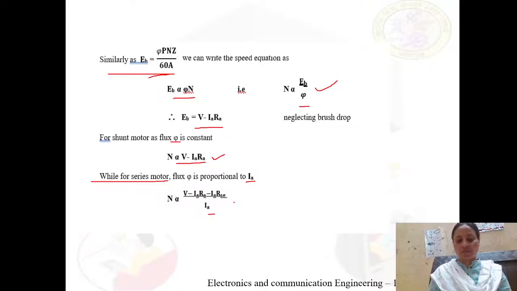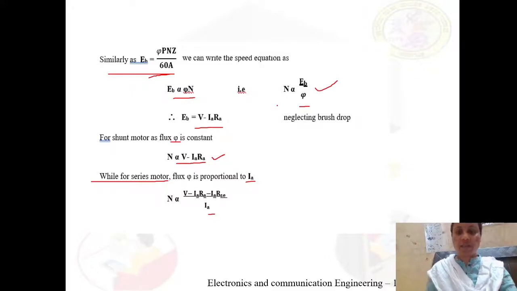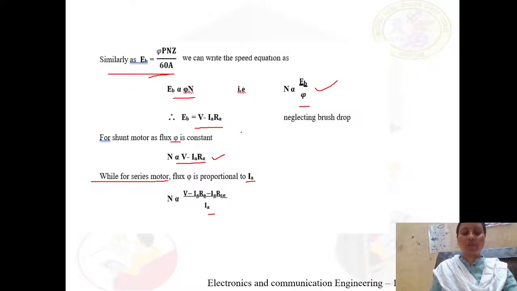Okay, right. So just remember, in case of shunt motor, flux is constant. In case of series motor, flux is proportional with IA. So if we remember these 2 points, then we can relate the expression or the relationship between speed and the back EMF. Also speed versus armature current.